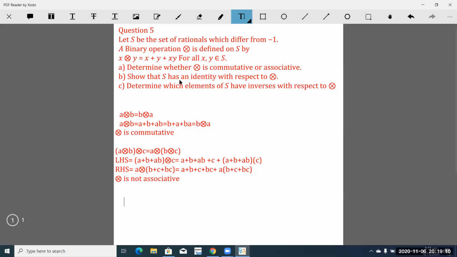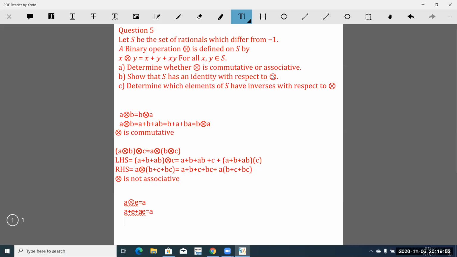All right, now let's look at the next part. It says, show that S has an identity with respect to circle X. So we're going to find the identity. A circle X E is equal to A. Very good. So let's solve A circle X E. What's A circle X E? A plus E plus AE is equal to A.